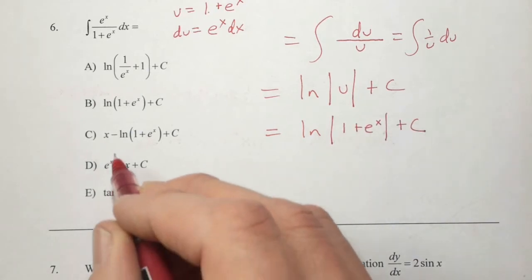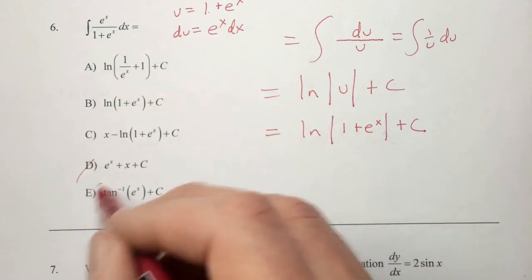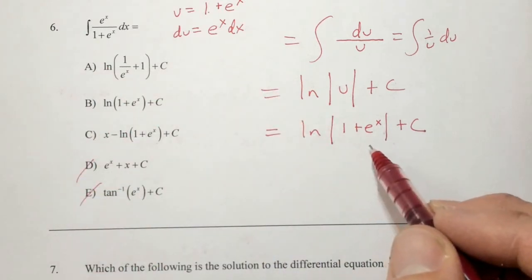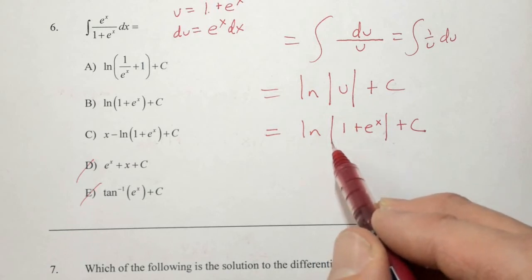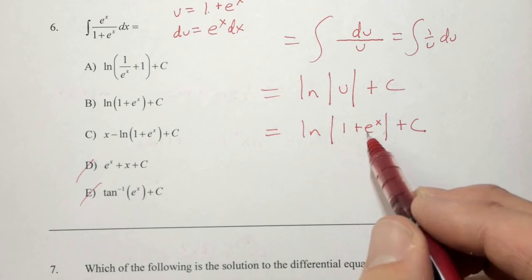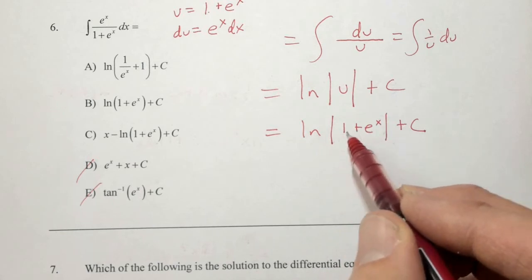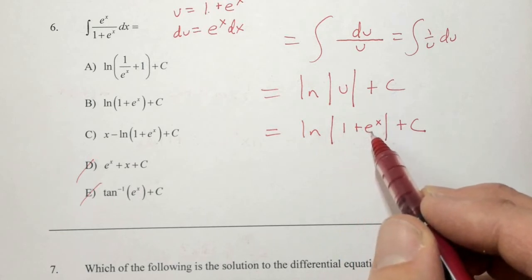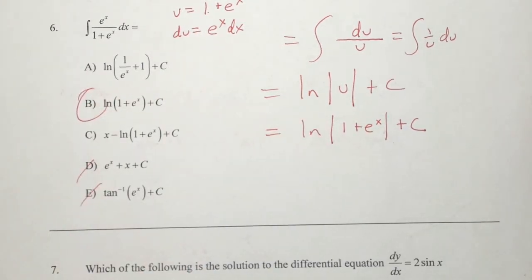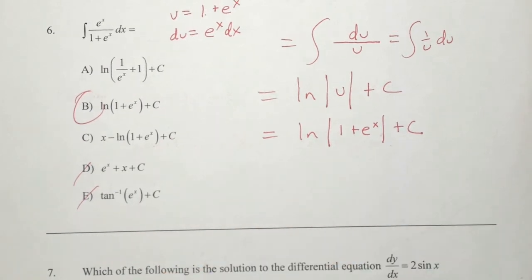So going to our answers, we see that we have a couple with natural logs and a couple without, and we don't have any absolute value at all, and that's just one of those things where we only need the absolute value if there's a chance that our expression is going to be negative. We know that e to the x is always positive, and when we add 1 to something that's always positive, it's always going to be positive. Which means we don't need the absolute value markers for this solution, although there's nothing wrong with having them there.